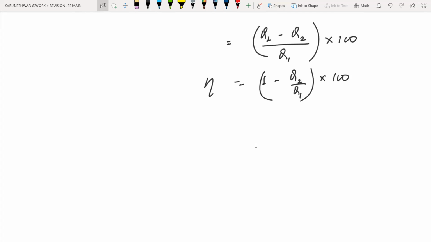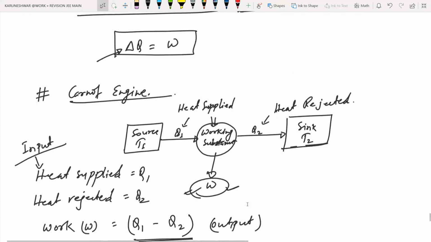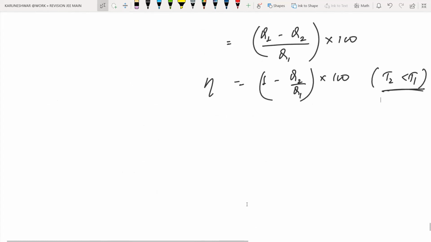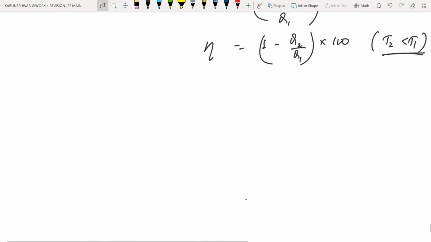So what is the efficiency? It is 1 minus the sink heat divided by the source heat. Keep this in mind. If we want to write it in terms of temperature, here one thing you need to keep in mind is that T2 is less than T1. T2 is the sink temperature, and T1 is the source temperature. So the sink temperature is lower than the source temperature. So how can you write efficiency in terms of temperature?